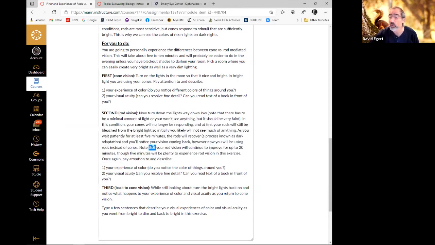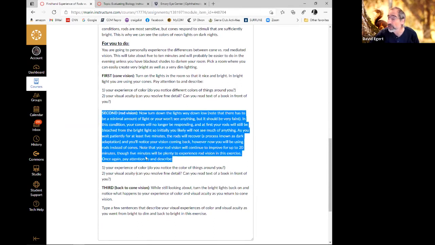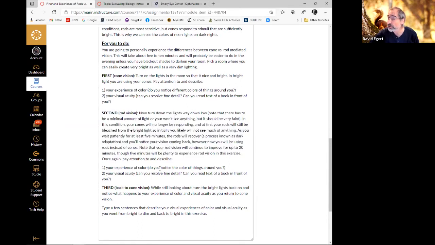So once you've waited 5 minutes, you're going to describe again what you're seeing. Your experience of color, your experience of visual acuity. Can you read a book that's right in front of your nose? And a hint: if you still see colors pretty well, then you're not really in rod vision, you're in cone vision. So you've got to try to lower the light a little more.